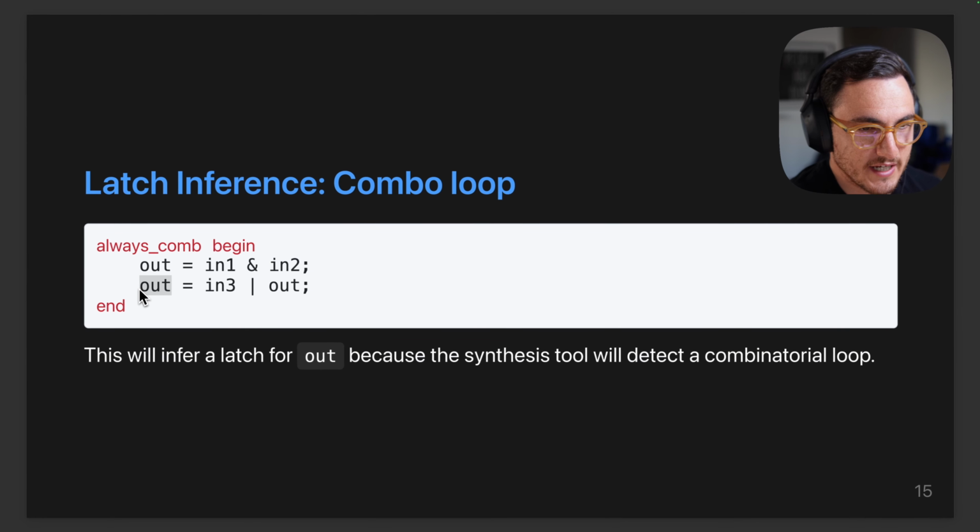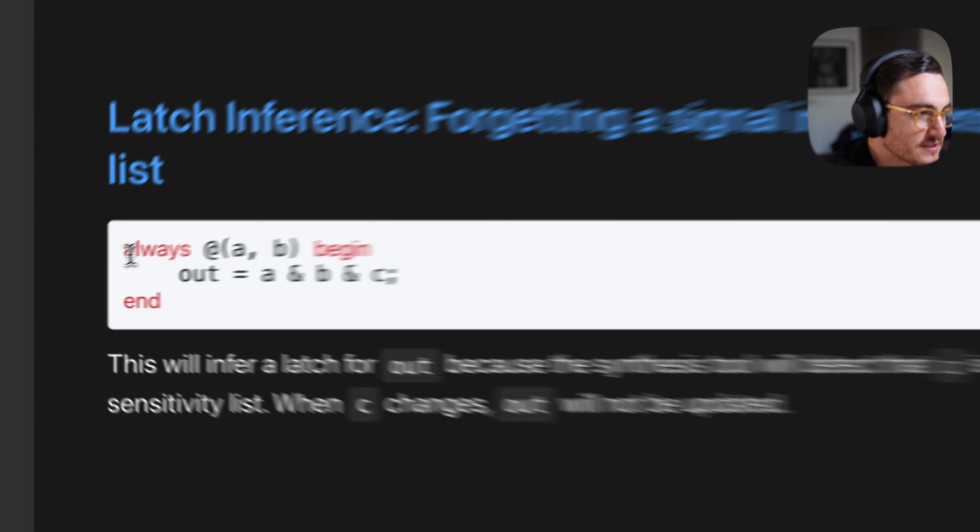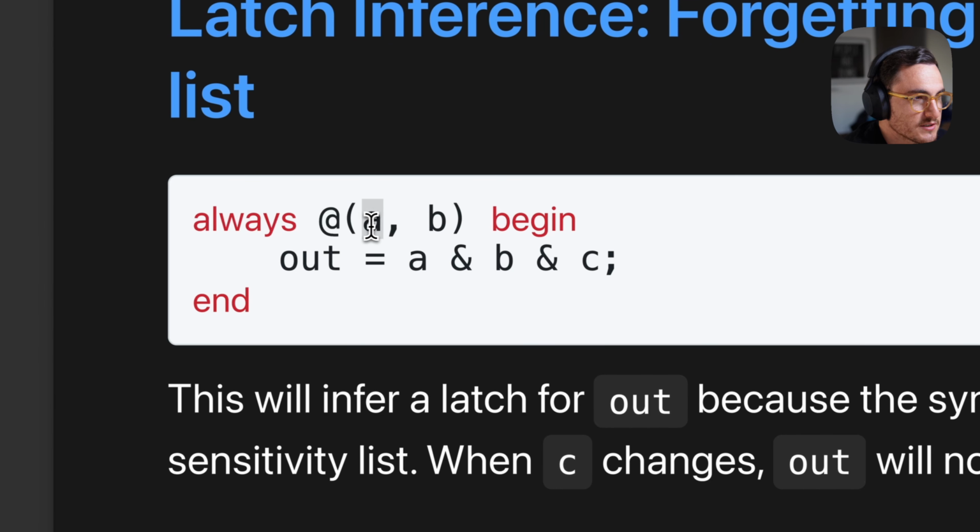If you forget a signal in the sensitivity list, as we said, it's going to infer a latch anyway, because for example here you're saying that this always statement is sensitive only to A and B, but it truly depends on C as well. So what happens to out when C changes? Well, the way it's written right now, out shouldn't change when C changes.